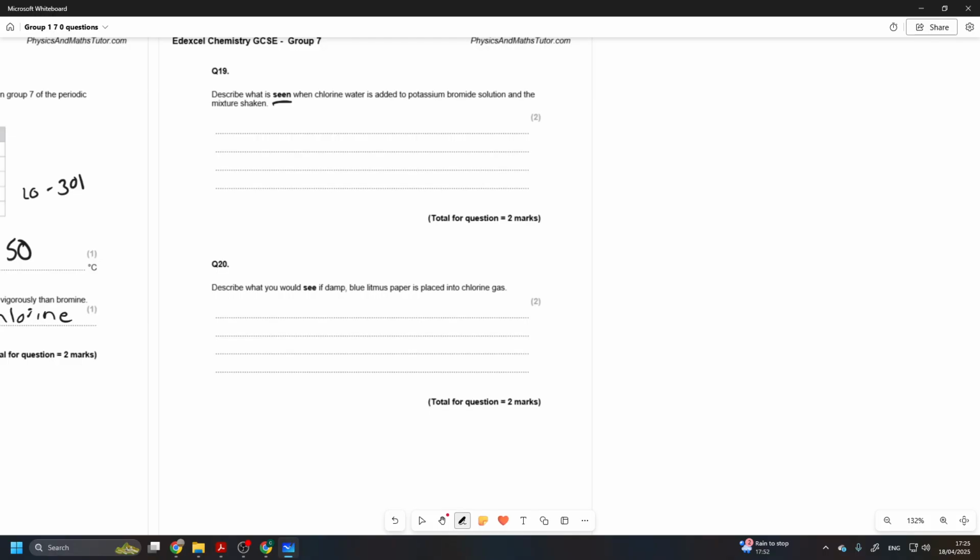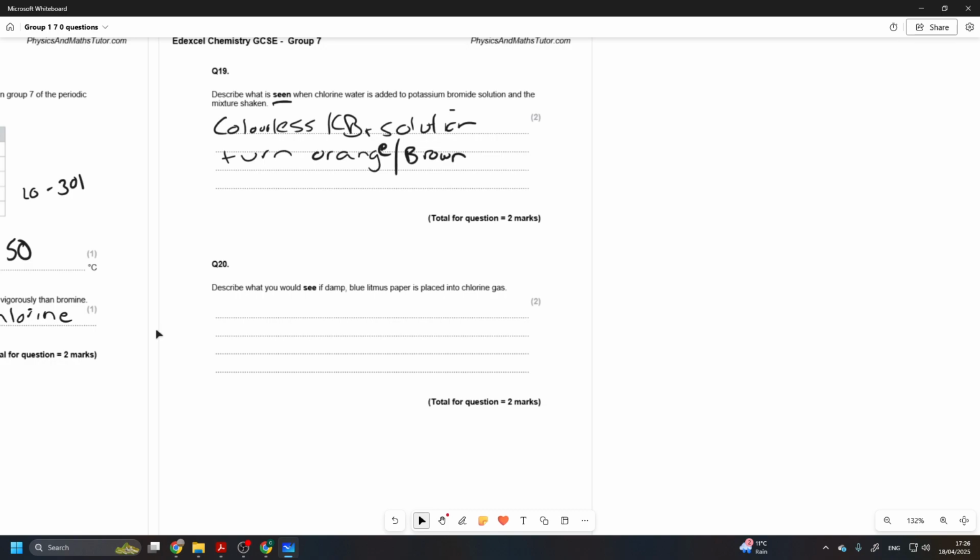Now, we remember that essentially the chlorine is more reactive, so it will displace the bromide from potassium bromide. You're not going to see any of that unless you've got really good eyesight, okay? What you're going to see is essentially a colourless KBr solution turn orangey brown. That's what you're going to see. Okay, the colourless KBr solution will turn orangey brown. You put the chlorine water in the colourless KBr solution and it turns orangey brown.